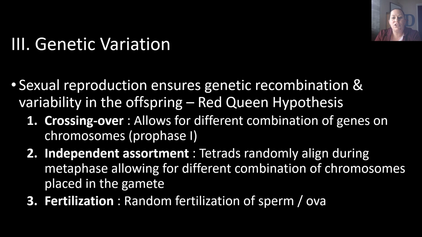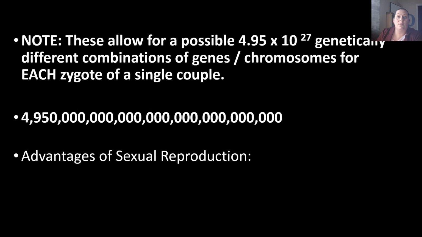And then, of course, fertilization is also random in the sense of which sperm actually fertilizes which egg. And so because of these 3 things, crossing over, independent assortment, and fertilization, this allows for so many combinations of our genetics. So here's a little note to put it into perspective in a number. When we talk about those 3 things, this allows for a possible 4.95 times 10 to the 27 genetically different combinations of genes/chromosomes for each zygote of a single couple.